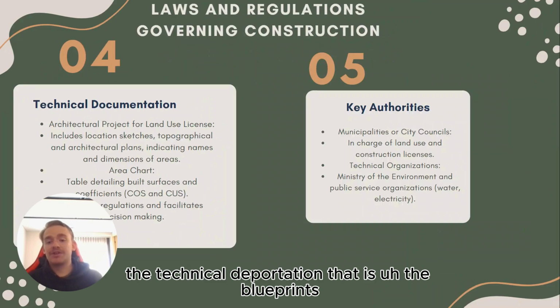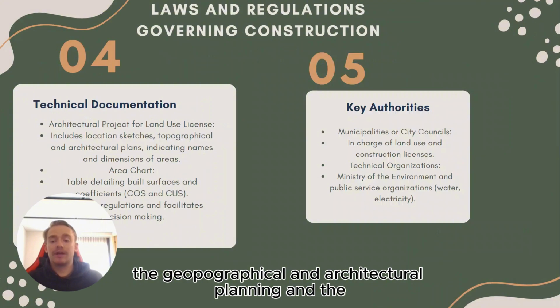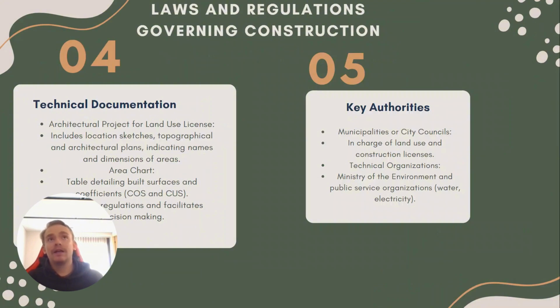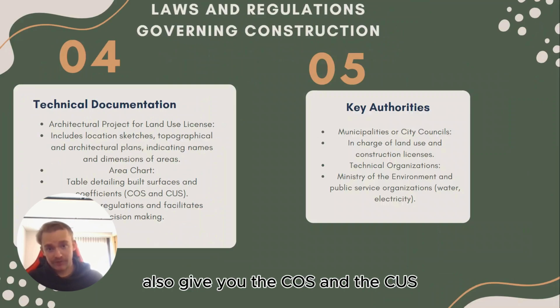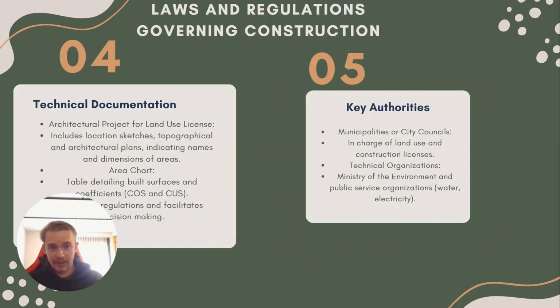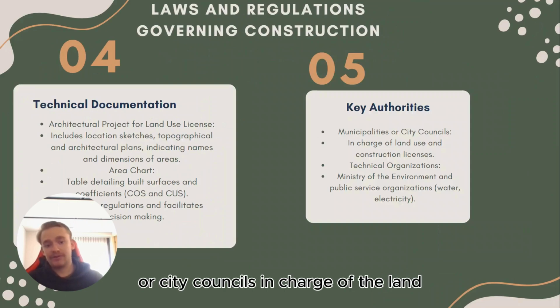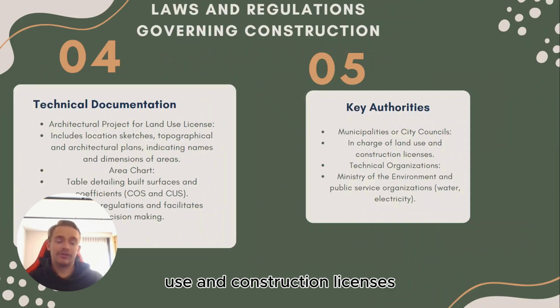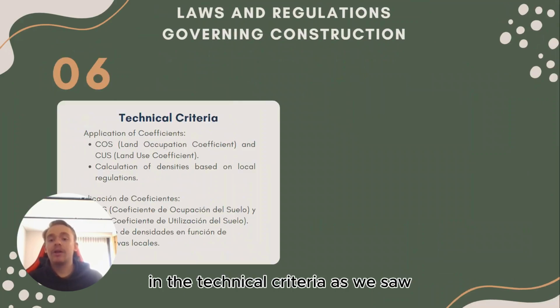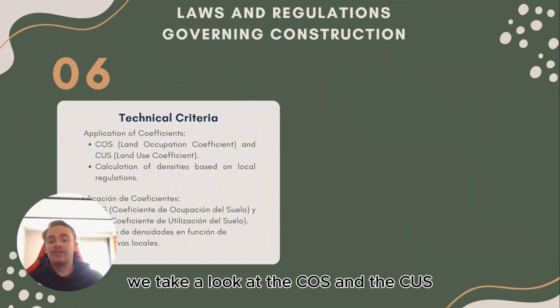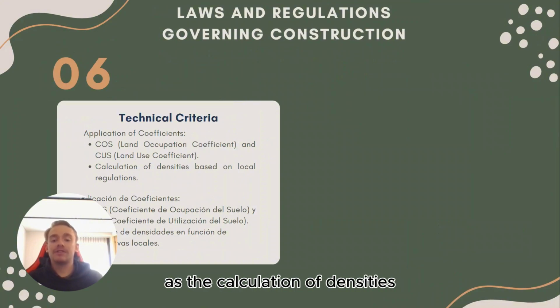The technical documentation is the blueprints, the sketches, the topographical and architectural planning, and the plot spaces that every area is using. Also, it gives us the COS and the CUS, and the key authorities, the municipality or city councils, in charge of the land use and construction licenses. In the technical criteria, as we saw, we take a look at the COS and the CUS as the calculation of densities based on the local regulations. This tells us how much we can build and how tall a building can be.